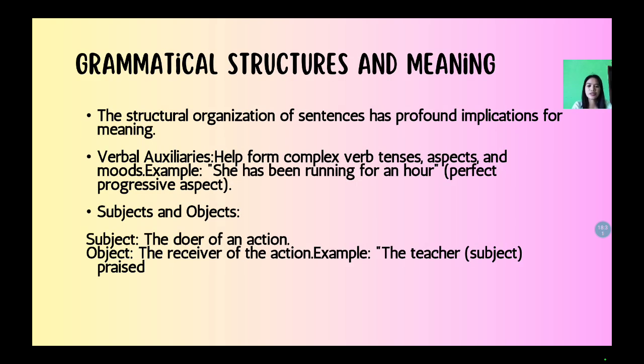Now let's proceed to the third part of grammar and meaning, which is grammatical structures and meaning. The structural organization of a sentence has profound implications for meaning. Verbal auxiliaries help form complex verb tenses, aspects, and modes. Example, she has been running for an hour. That example is referred to as the perfect progressive aspect.